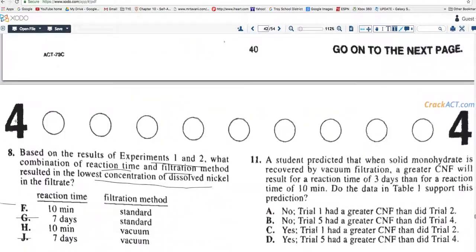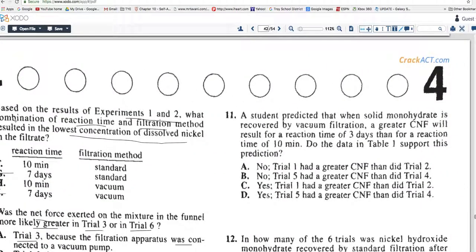Okay. 11. Who can do that? I'm Tesh. So you would underline a greater CNF at 3 days. Before greater CNF, what else do we have to underline? Vacuum. We only underline stuff that differentiates between experiment 1 and experiment 2. Vacuum filtration. A reaction time of 3 days. Then for a reaction time of 10 minutes, and there's the data in table 1.